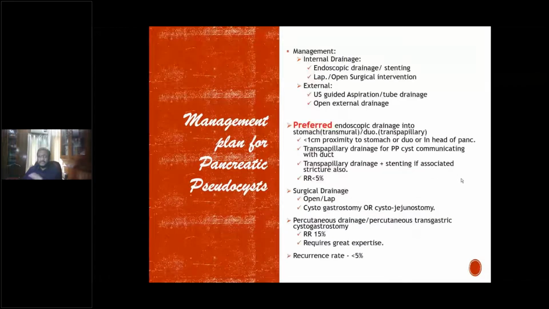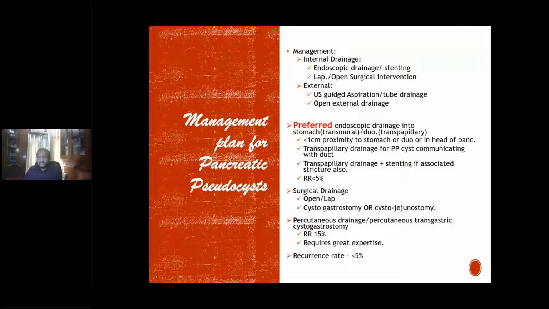Once you do it, then you've got two options to manage the pseudopancreatic cyst or a wall of necrosis. One is internal drainage, that means you drain it internally, and number two is external drainage. Internal drainage: endoscopic drainage, or stenting through the ampulla, or you can go for laparoscopic or open surgical drainage. External: ultrasound guided aspiration or tube drainage, that means external to the exterior, and open external drainage.